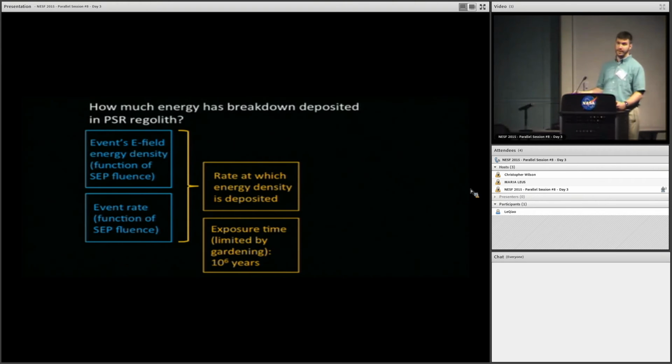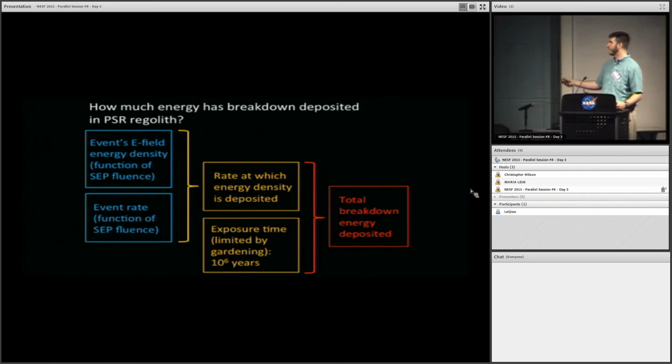And then there's an exposure time. That's limited by meteoritic gardening, which tends to bury material, mix it together. And that means that the regolith is exposed no more than about 1 million years to these SEPs. They're getting down about 1 millimeter into the soil. Put it all together, and you get total breakdown energy.